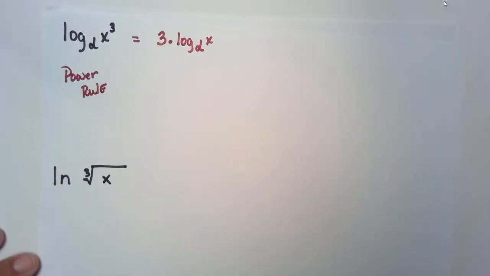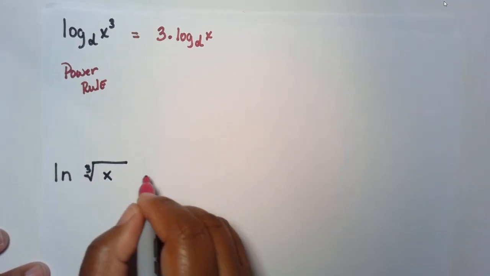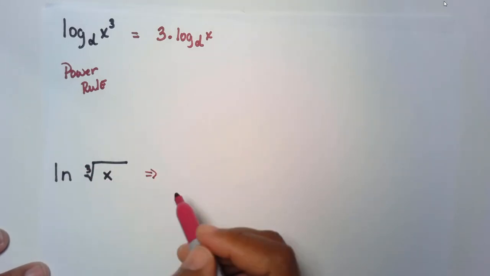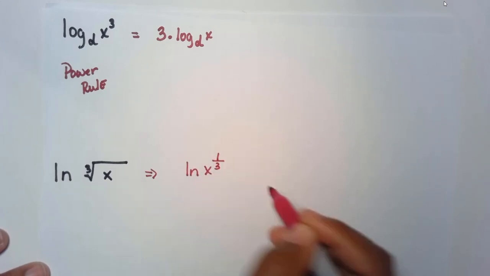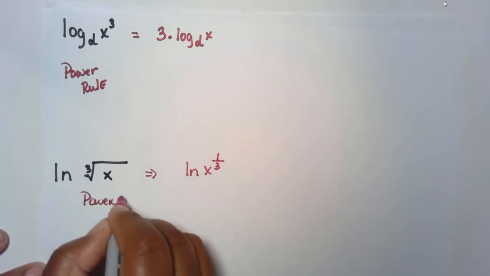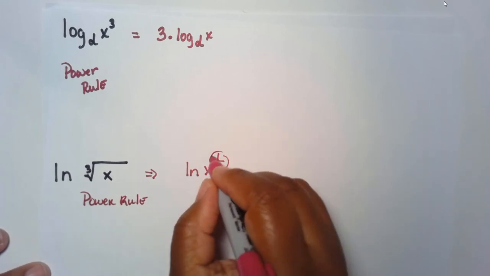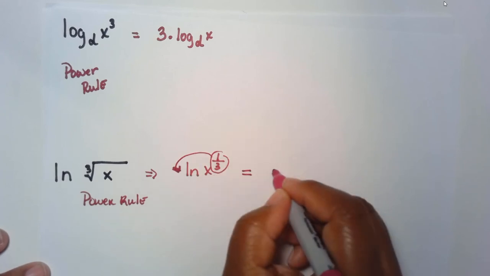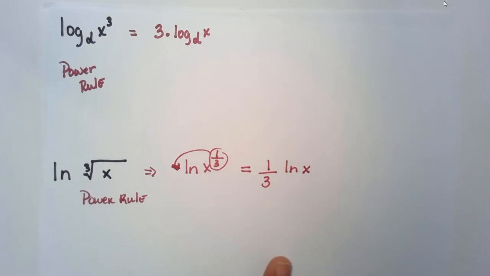Okay, next example, ln of the cube root of x. Let's rewrite this cube root of x as an exponent. So we have here ln of x to the 1/3 power. And because we have a base raised to a power, we're going to use the power rule again, where we're going to take the 1/3 and write it in front of the ln. So we have here 1/3 ln of x. And there we go.